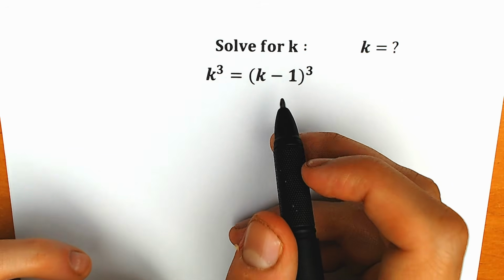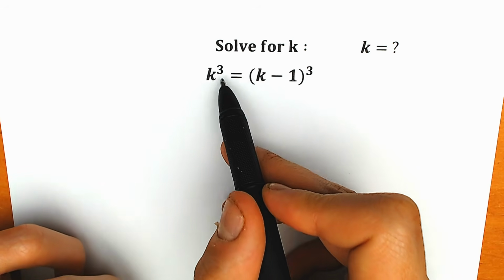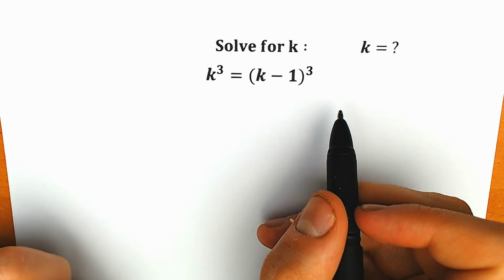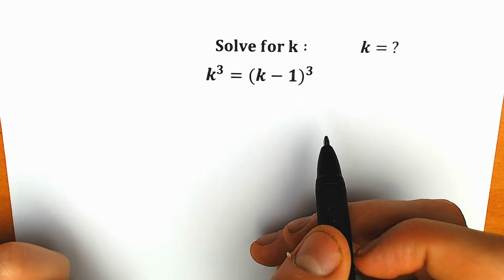Today we have a great, quick and relaxing algebra question. I would say this is a really tricky one. k cube equals (k minus 1) cube, and we need to solve this for k. If you have your solution, your answer, your approach, you can also write it in the comments below. It will be really interesting.